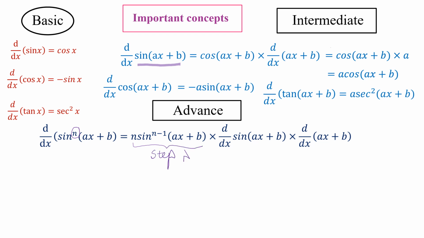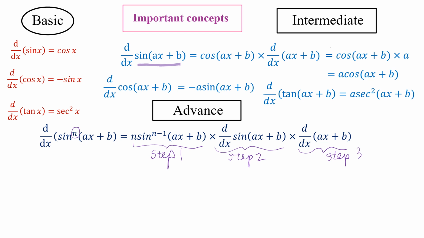Then followed by step 2, where you just focus on differentiating sine, not looking at the power at all, just look at sine bracket ax plus b. So that is step 2. Followed by step 3, where you need to differentiate whatever is inside the bracket. That is step 3. So this is a three-step process. We start with the basic, which is just one step, go on to intermediate, which is two steps, and come to the advanced, which is three steps.